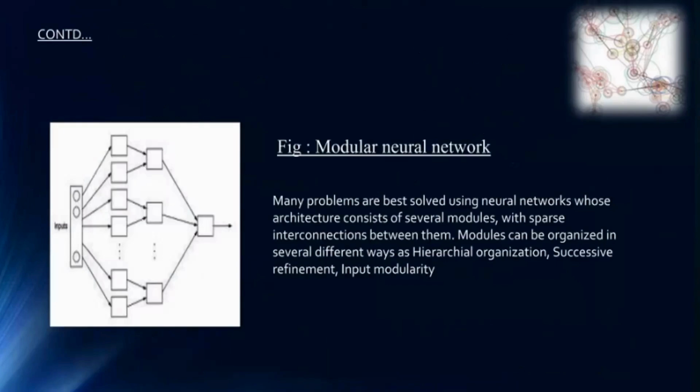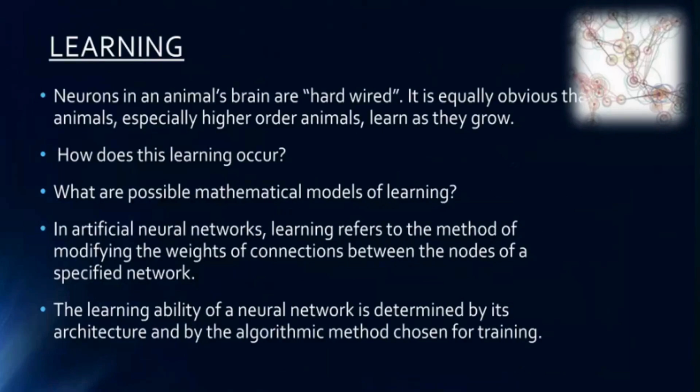Now, modular neural networks. A modular neural network is used for many problems where the best solution uses a neural network whose architecture consists of several modules with sparse interconnections between them. The modules can be organized in several different ways, like hierarchical organization and successive input methods. So, from the overall learning of the neural network, the neurons in an animal's brain or human brain, usually observed in higher order animals, have growth.